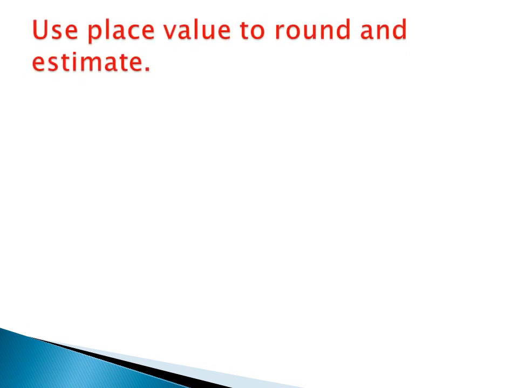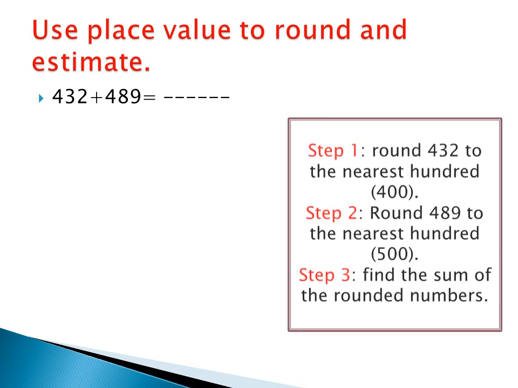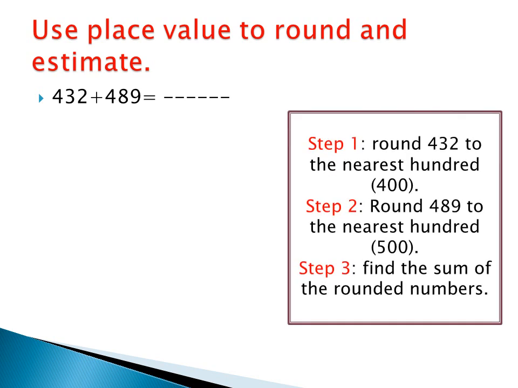Use place value to round and estimate. There is another way to estimate. You can use place value to round. We have talked about rounding in the previous sessions. 432 plus 489 equal. If you want to use place value to round and estimate, you have to follow the following steps.